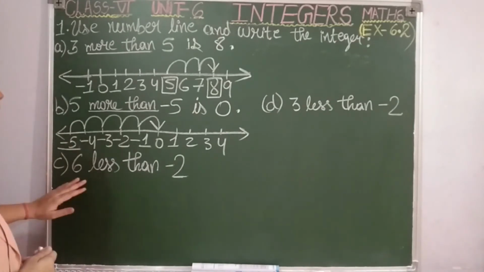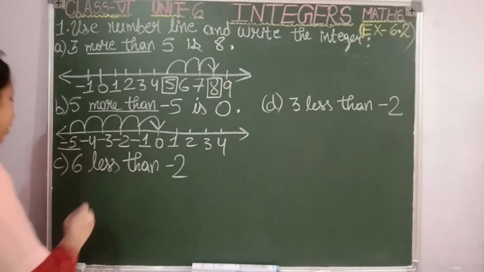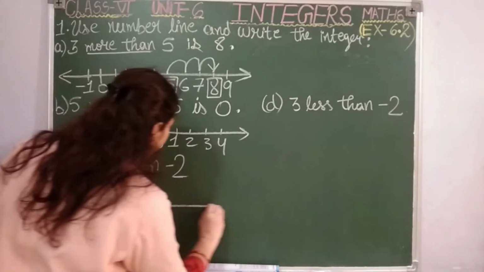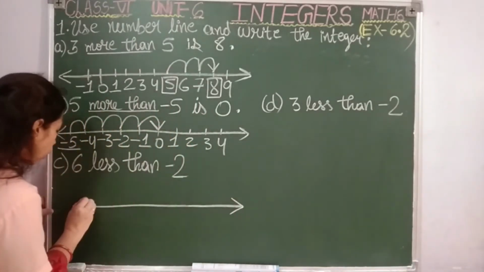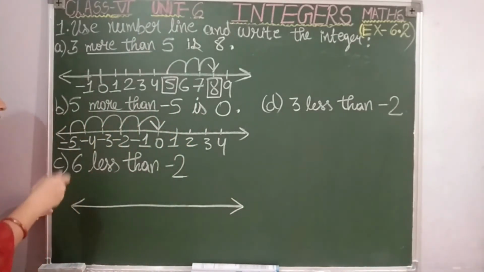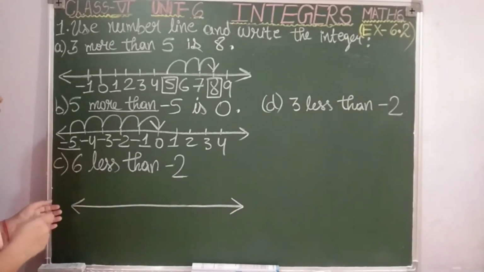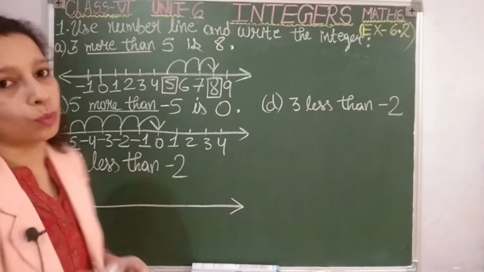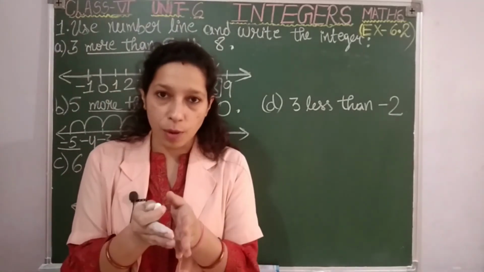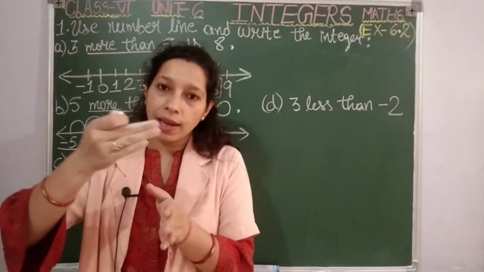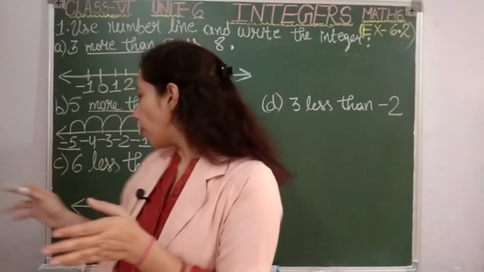Clear, students? 6 less than minus 2. So for less than, what I told you, for less than we have to come back on the number line. We have to take steps backwards. That means we will be moving to the left side on the number line. 6 less than minus 2 means first we will start from minus 2 and then we will be moving to the left side.